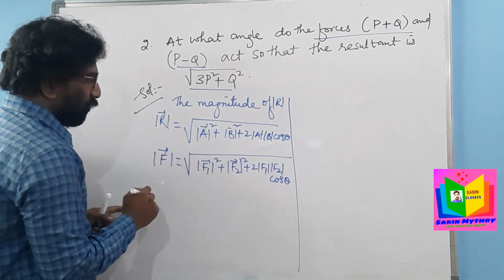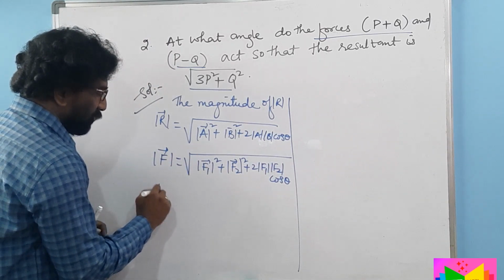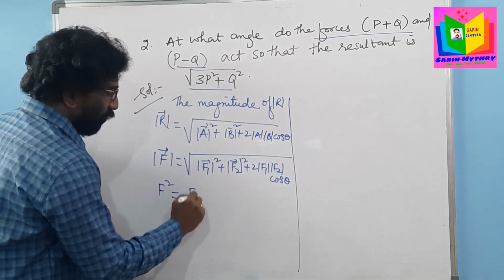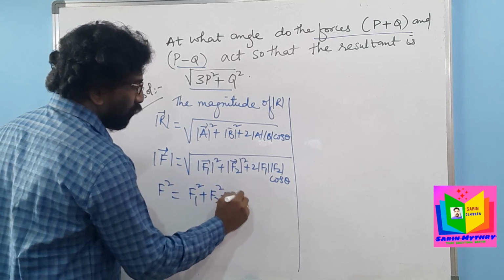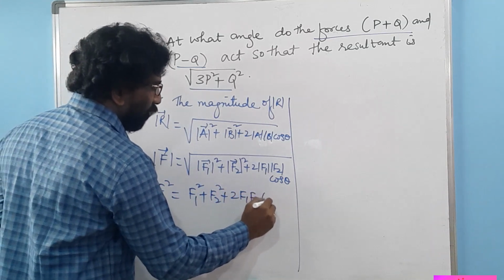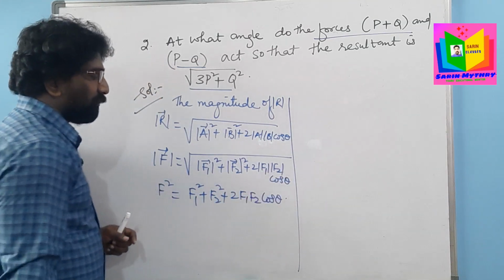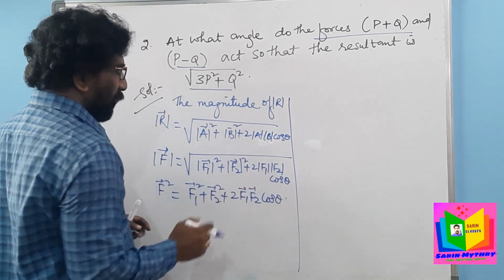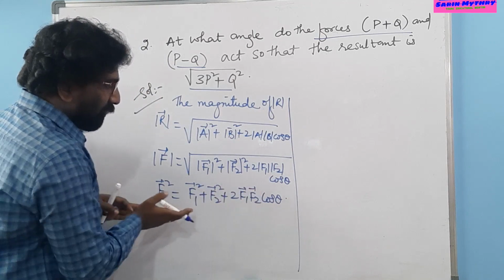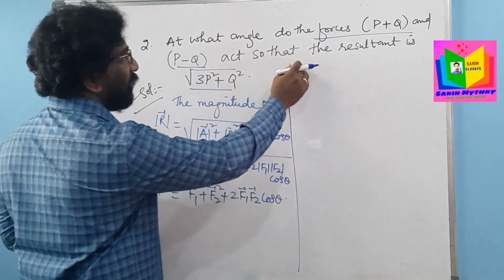If I remove this under root, what happens now? It becomes F square equals F1 square plus F2 square plus 2 F1 F2 cos of theta. All these are vectors here. Now in this particular formula, you substitute the values which are given.